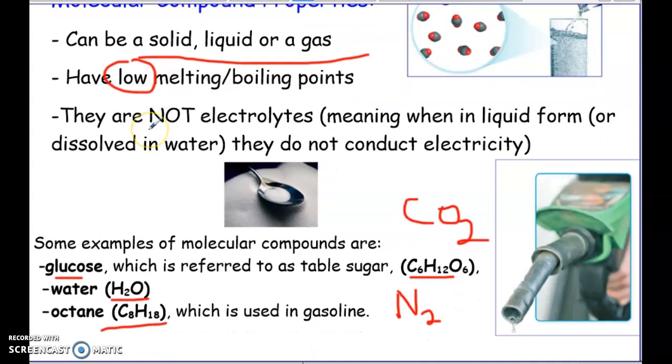And in terms of conducting electricity, molecular compounds are not electrolytes. So meaning, if you were to dissolve them in water or melt them down, they do not conduct electricity, whereas ionic compounds do.